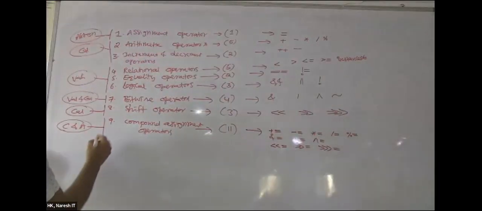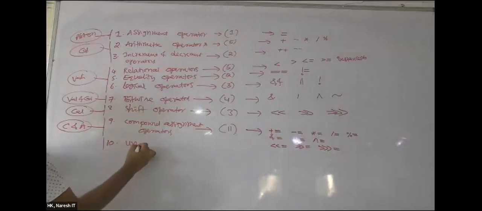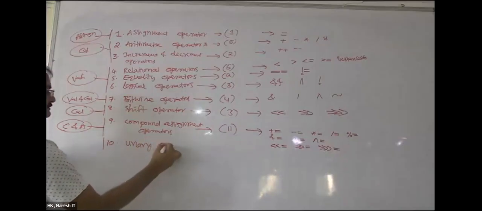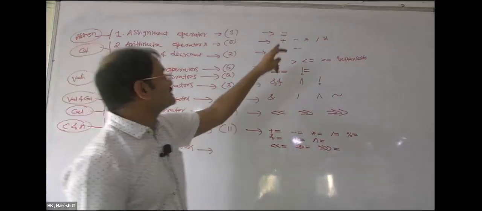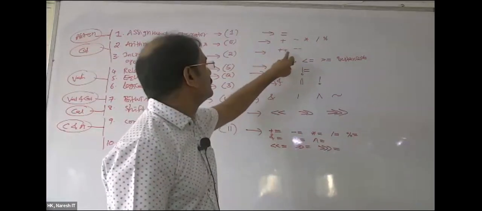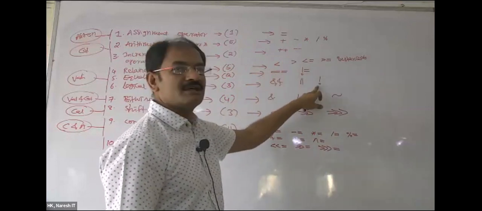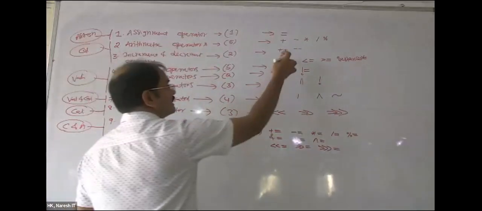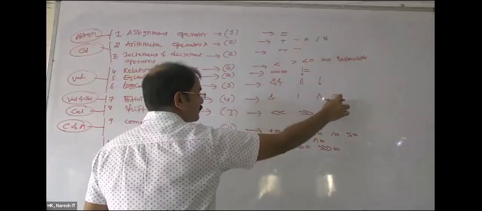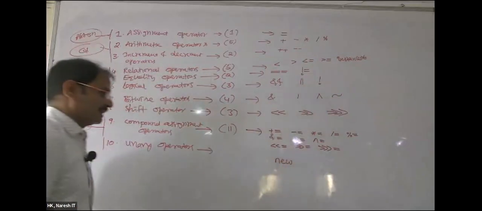Next point. 10th one is unary operators. Observe here. Plus plus is a unary. Minus minus is a unary. And next, not is a unary. This negation, tilde is a unary. Already you have mentioned how many unary? 1, 2, 3, 4. 4 already completed. Then what remaining? New is the one operator remaining.